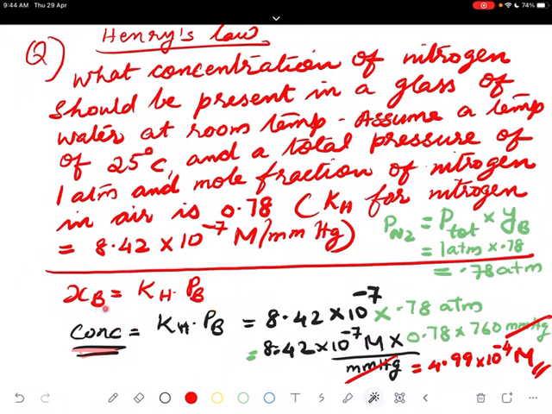The amount of nitrogen gas present in the solution is proportional to the partial pressure of the nitrogen gas. Individual pressure is called partial pressure. How much is the pressure of that nitrogen gas? Accordingly, the concentration of the nitrogen in the solution.